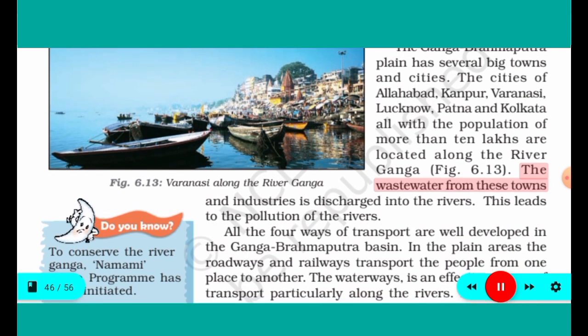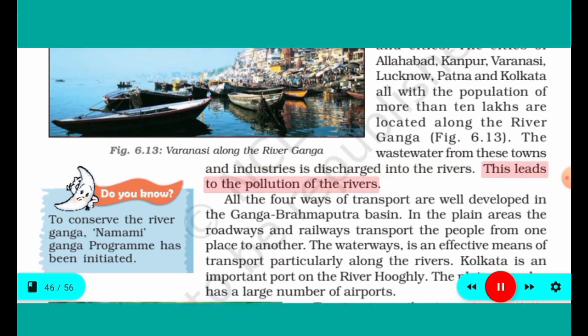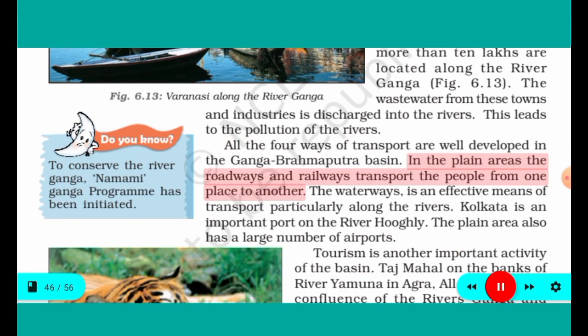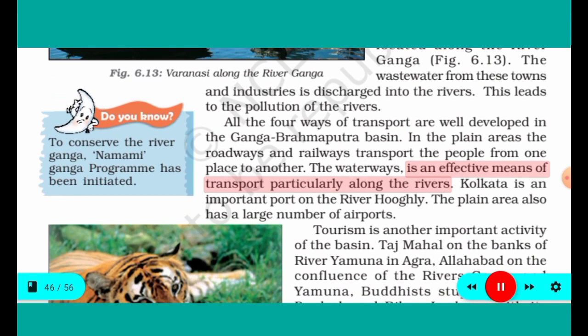The wastewater from these towns and industries is discharged into the rivers. This leads to the pollution of the rivers. All the four ways of transport are well developed in the Ganga-Brahmaputra basin. In the plain areas, the roadways and railways transport people from one place to another. The waterways are an effective means of transport, particularly along the rivers.